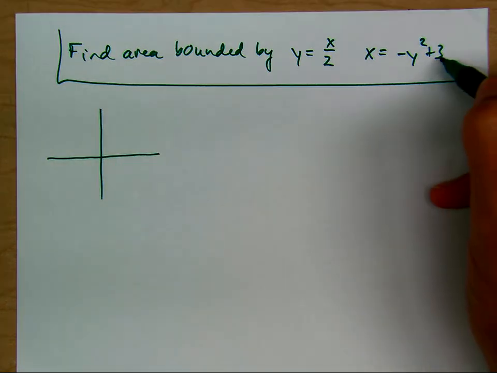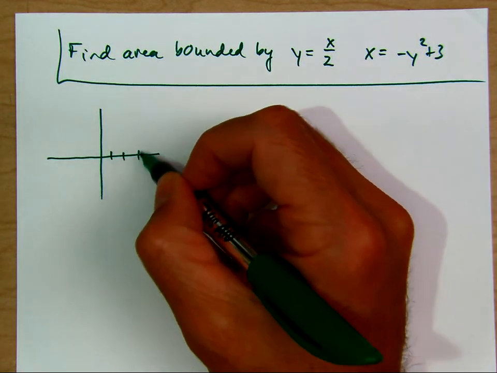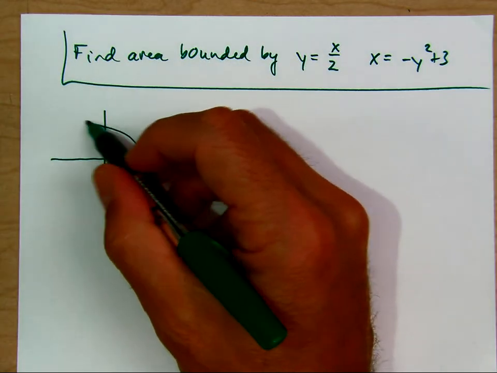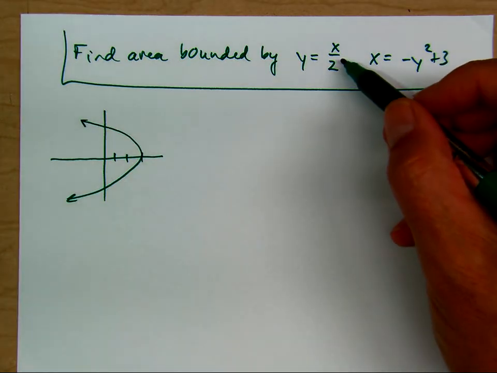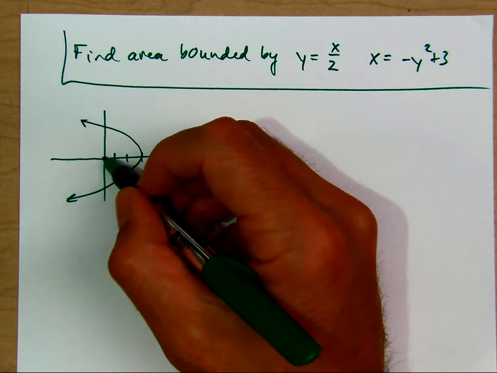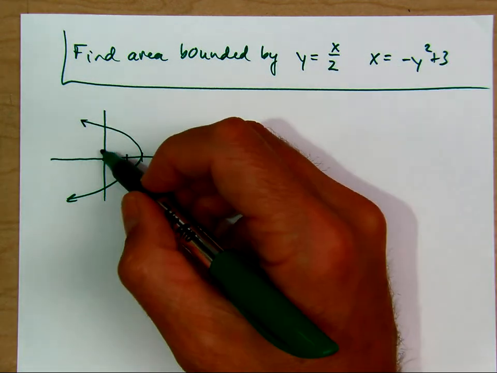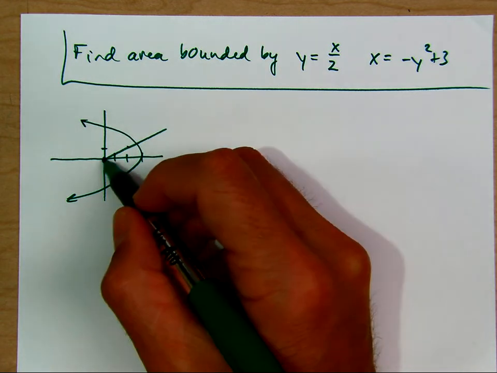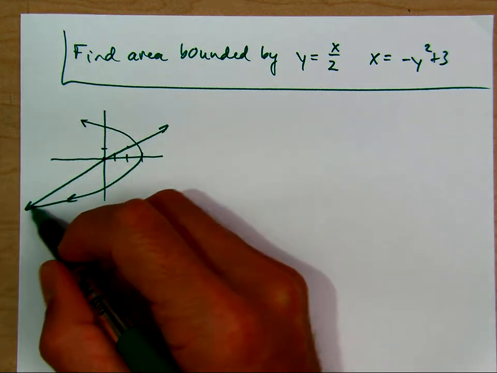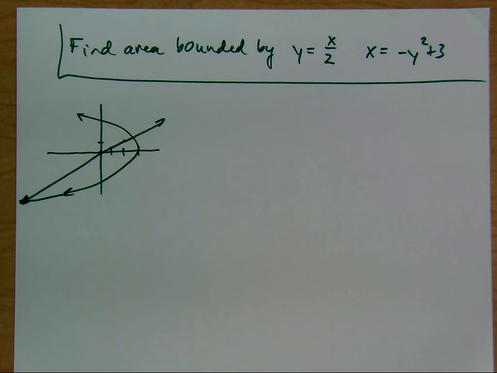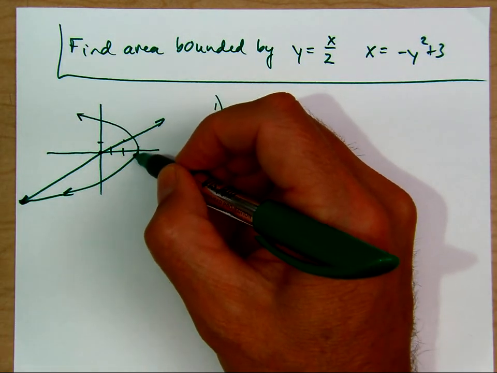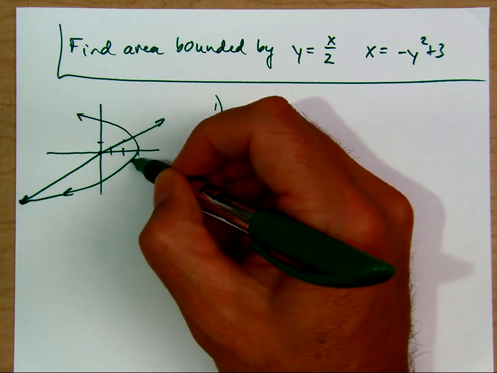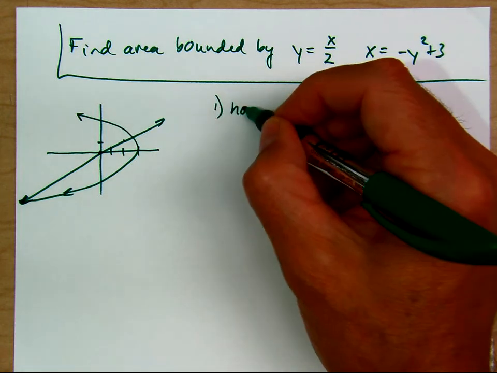Alright, so this horizontal parabola is shifted to the right 3. And here we have a linear equation. The y-intercept is 0 with a slope of 1/2, up 1/2. So looking at this, at one point we'll have to use a vertical rectangle with the same curve. So here it'd be easier to use a horizontal rectangle.